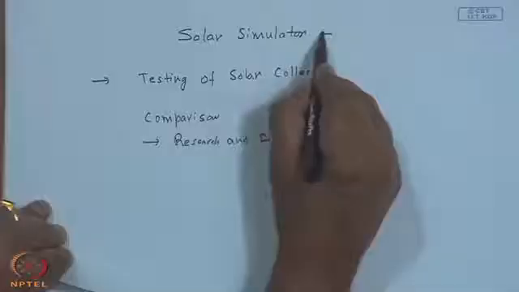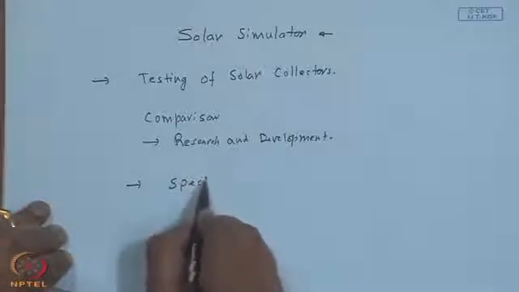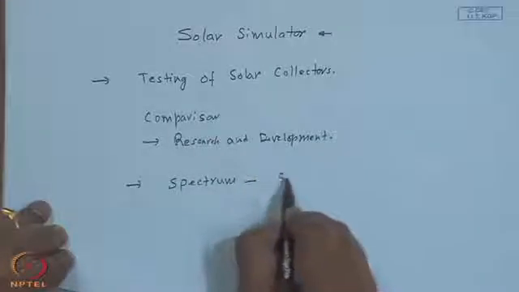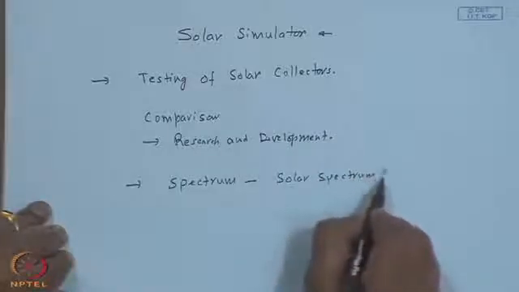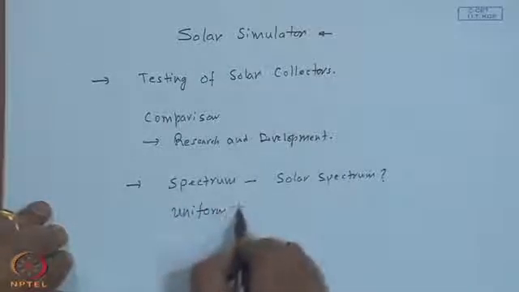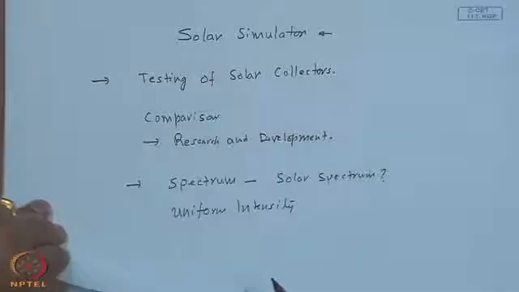So, solar simulator could be an alternative, but the compromise is spectrum. Will the solar simulator give the solar spectrum? That is question number 1. Secondly, uniform intensity. After all, though the sun is at a large distance from the earth, the size also is pretty large and the intensity of the solar radiation on the collector can be expected to be uniform.